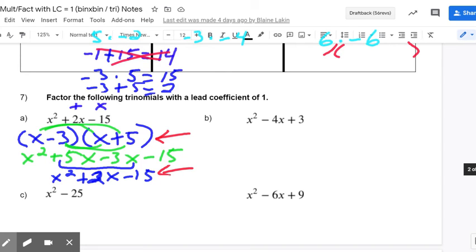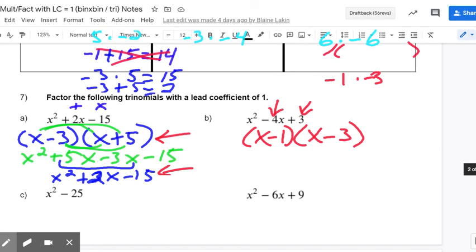Hopefully you're back from solving this. Let's see. I'm going to look for factors of 3. There are only 2. 1 times 3. And I said they both need to be negative. So hopefully you wrote x minus 1 times x minus 3, because negative 1 times negative 3 gives us 3, and negative 1 plus negative 3 gives us negative 4.